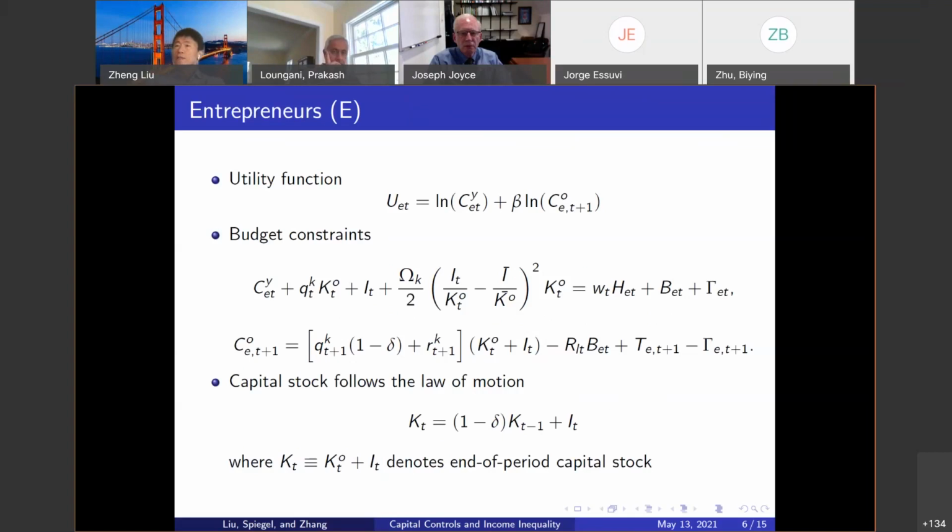And gamma E is, again, a bequest from the previous generation. When the entrepreneur is old, the consumption is financed by the overall return on capital investment, including the after-depreciation value of capital and the rental rate, RK. And the entrepreneur needs to repay the debt, RL, and then receives a lump sum transfer from the government minus the bequest left to the next generation. The capital stock evolves according to this law of motion.